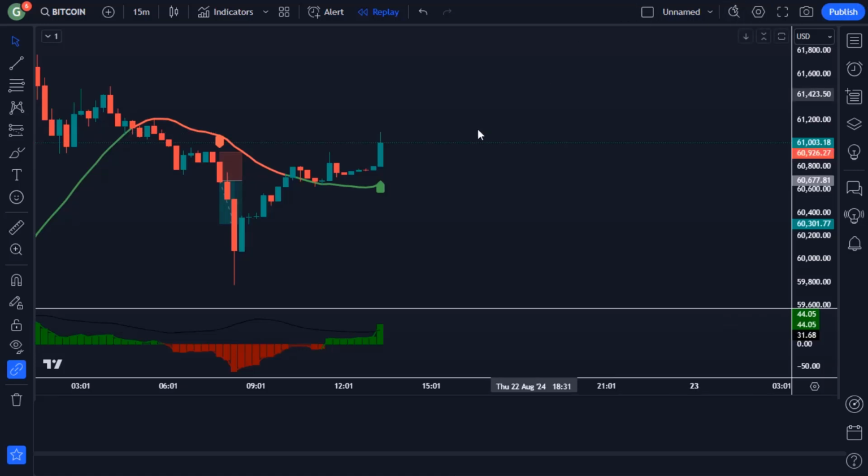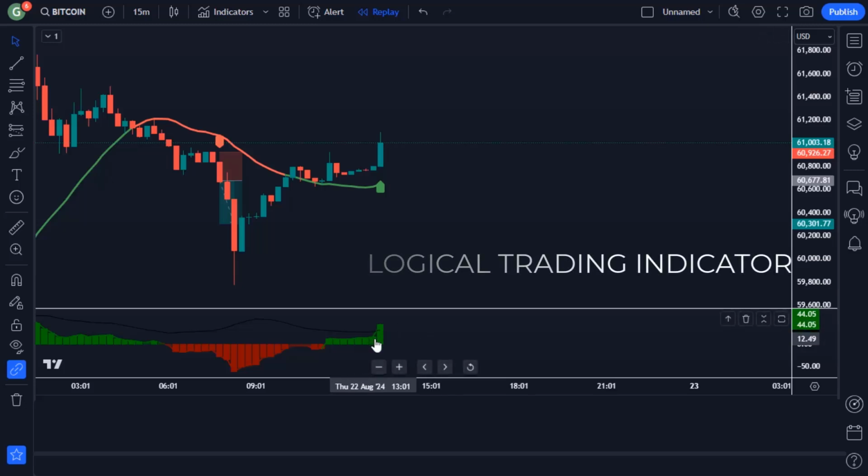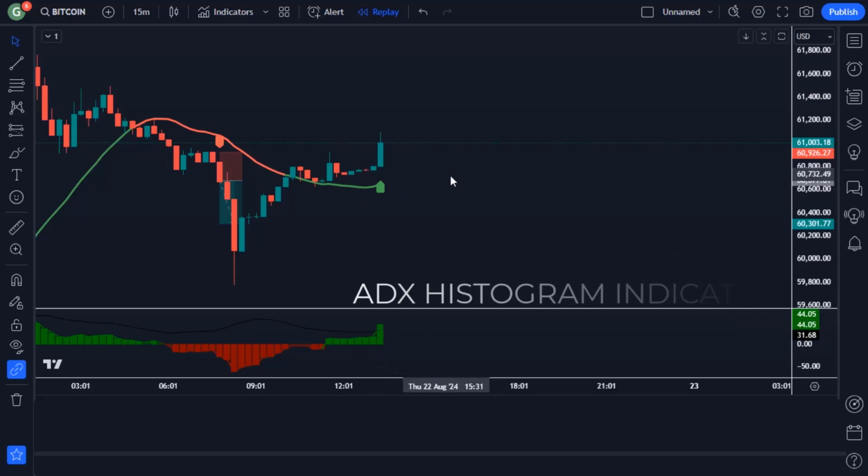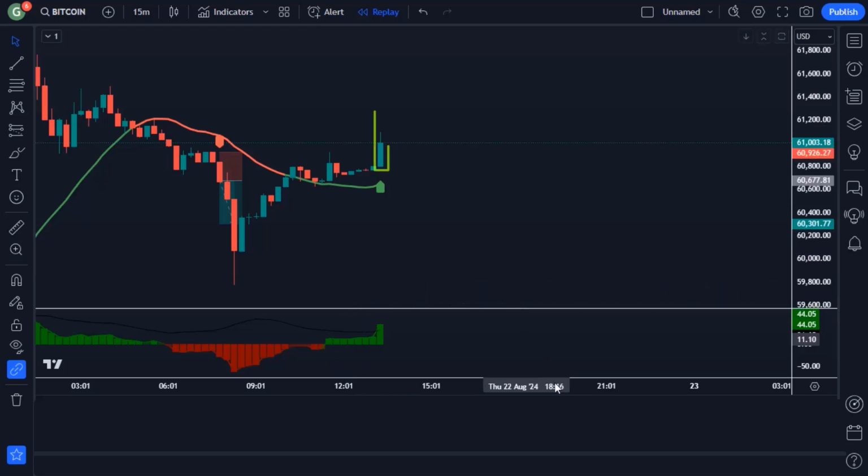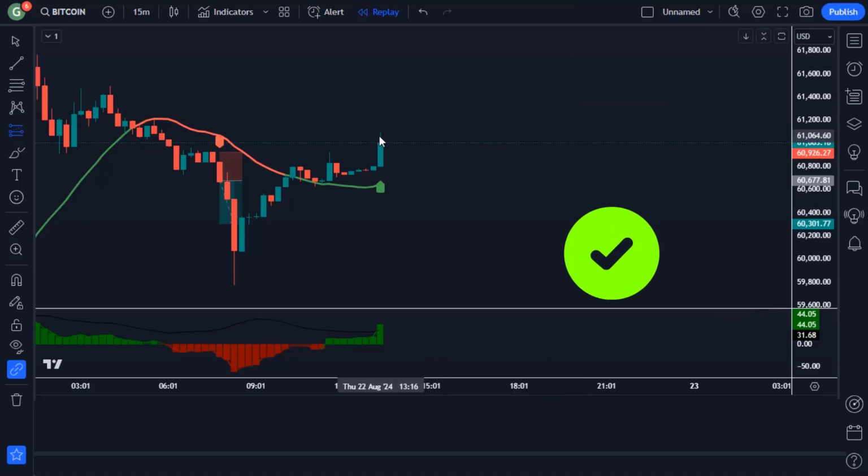Let us now understand the long position. When the logical trading indicator gives us a buy signal, the ADX histogram with DI lines should be a green histogram, and the market forms a bullish candle. If this condition is fulfilled, then we will place a buy order.